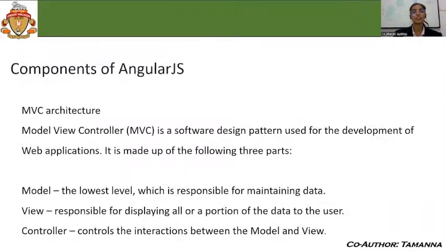Components of AngularJS, MVC architecture. Model View Controller, MVC, is a software design pattern used for the development of web applications. It is made up of the following three parts: model, view, controller. Model is the lowest level, which is responsible for maintaining data. View is responsible for displaying all or a portion of the data to the user. Controller controls the interactions between the model and the view.